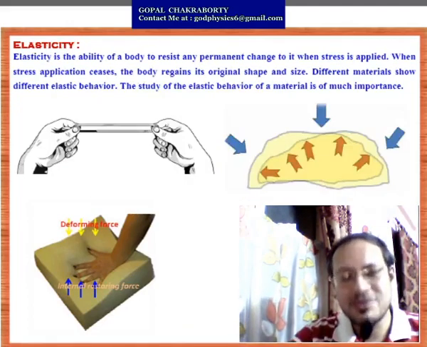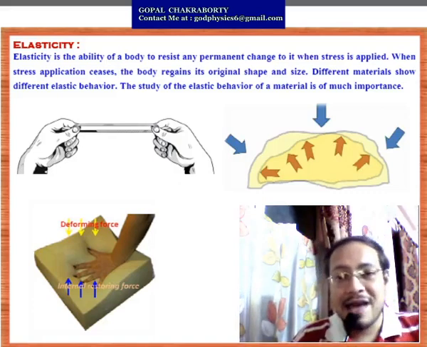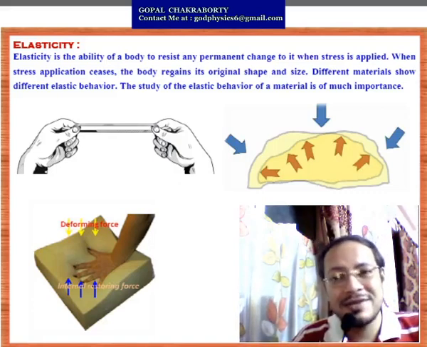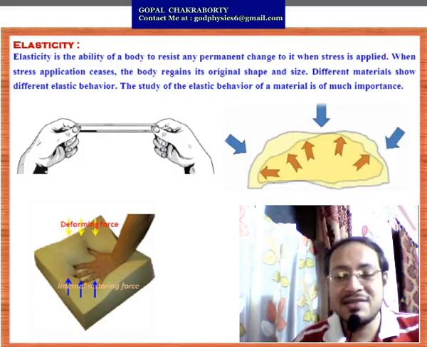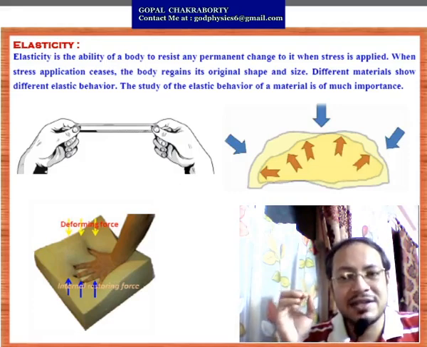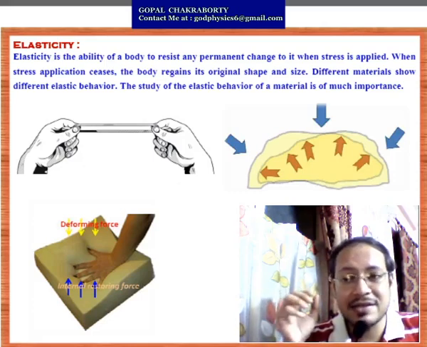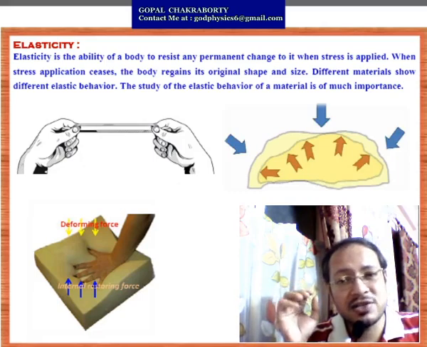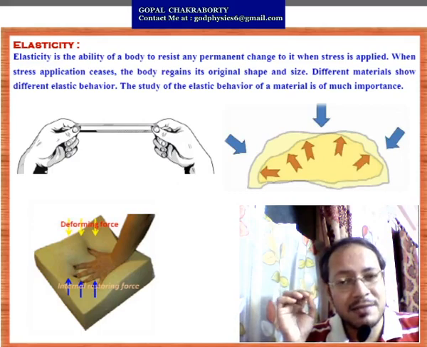Now the most important term: elasticity. So what is elasticity? Elasticity is the ability of a body to resist any permanent change when stress is applied. When the stress application ceases, the body regains its original shape and size. Different materials show different elastic behavior. The study of the elastic behavior of a material is of much importance.